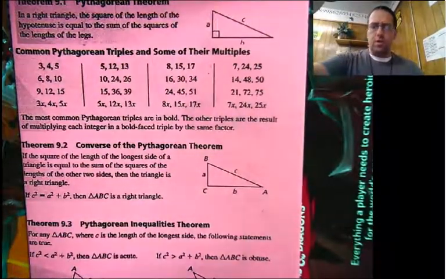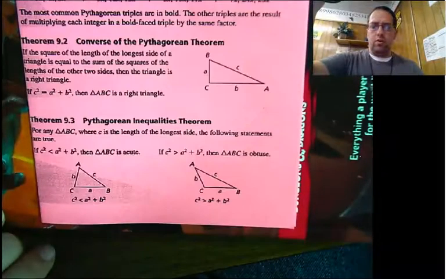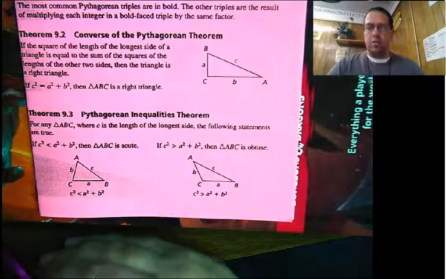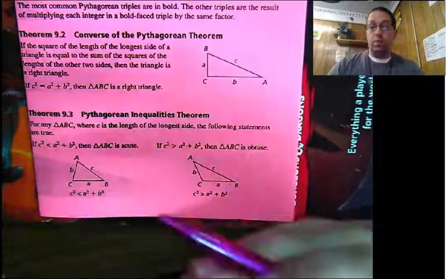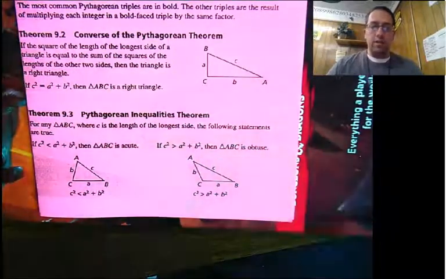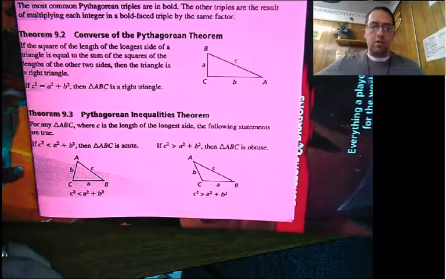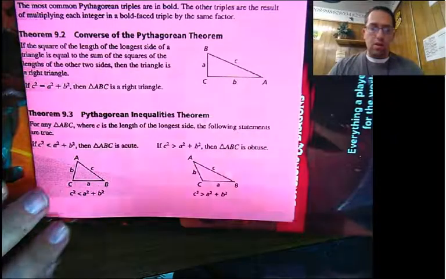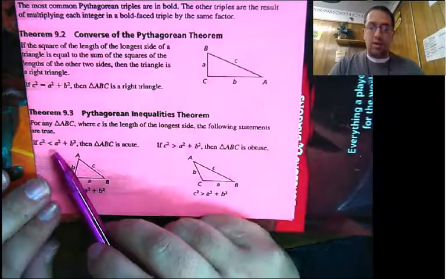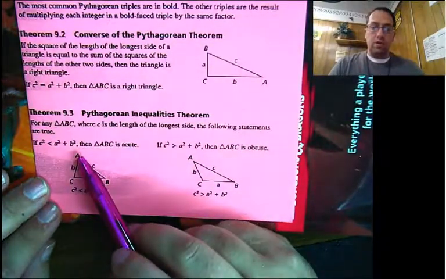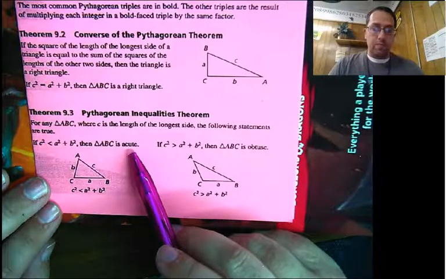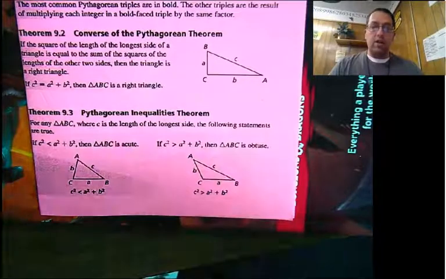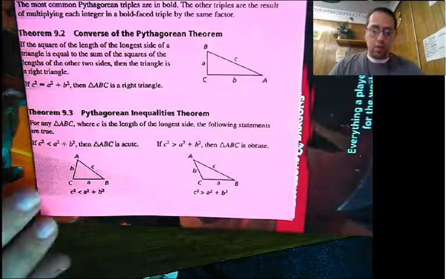Which brings up the question, what if it doesn't work? What if c squared is less than a squared plus b squared? Well, what if it's more than a squared plus b squared? And this is the Pythagorean inequalities theorem. What this says is if c squared is less than a squared plus b squared, you're going to have an acute triangle. If c squared is more than a squared plus b squared, then you're going to have an obtuse triangle.